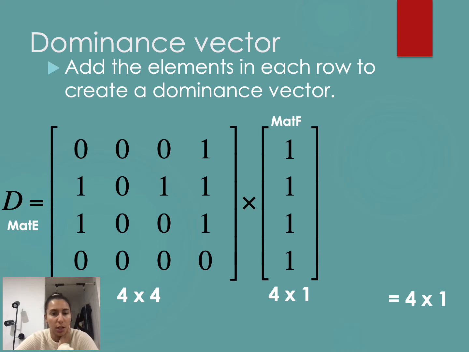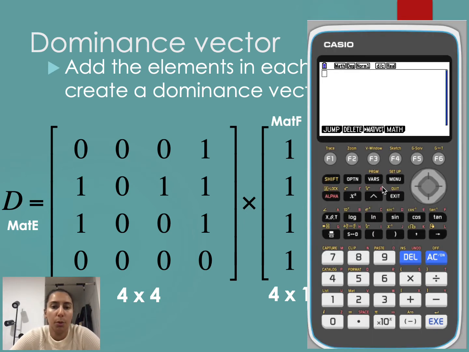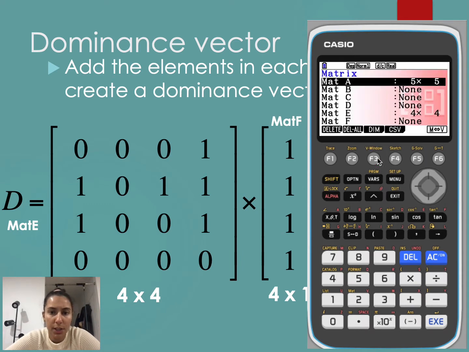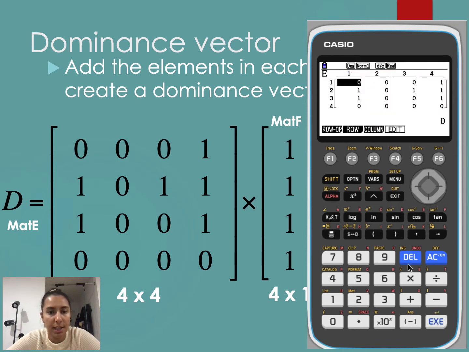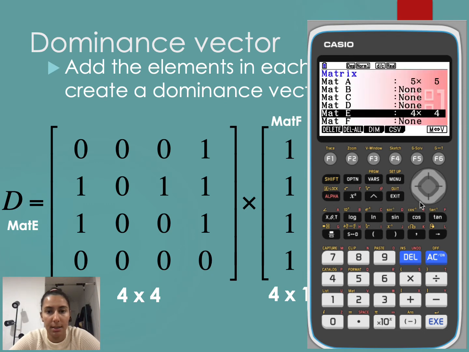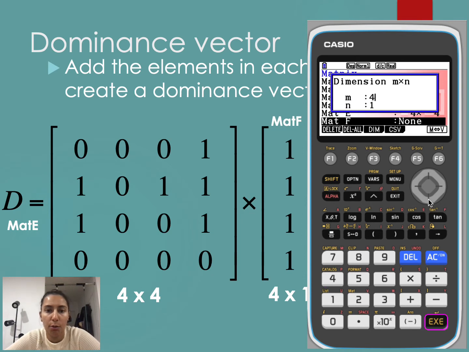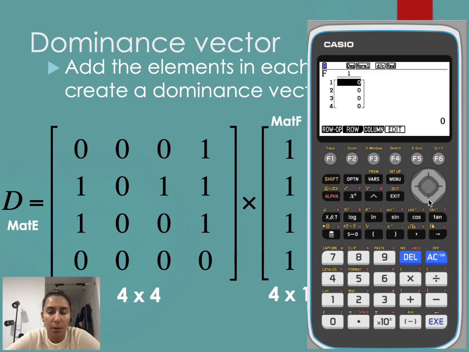So what you can do is multiply your dominance matrix by a column vector of 1s, and I'll show you what this looks like now on my calculator. So you can see I'm going to go into matrix. I put it in here as mat E, so I've got a 4x4, and you can see that that is exactly the same as this matrix here. Then in mat F, I'm going to put a 4x1, and then I'm going to fill this with 1s.